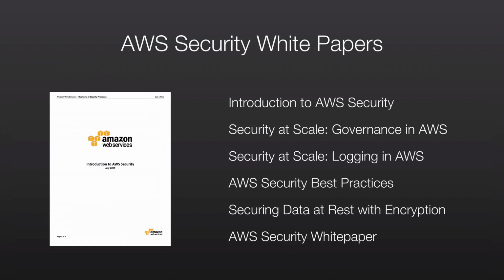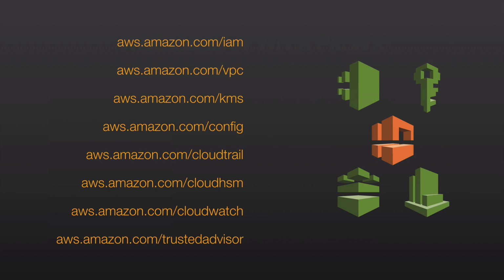I have a collection of security white papers covering security topics in AWS, including the AWS Security White Paper, which is an excellent place to go for security best practice associated with running services on AWS, as well as detailed papers around at-rest encryption, security best practices, logging and governance. Large number of AWS services that we've covered today and several others that we have not covered that are also relevant for secure use cases.